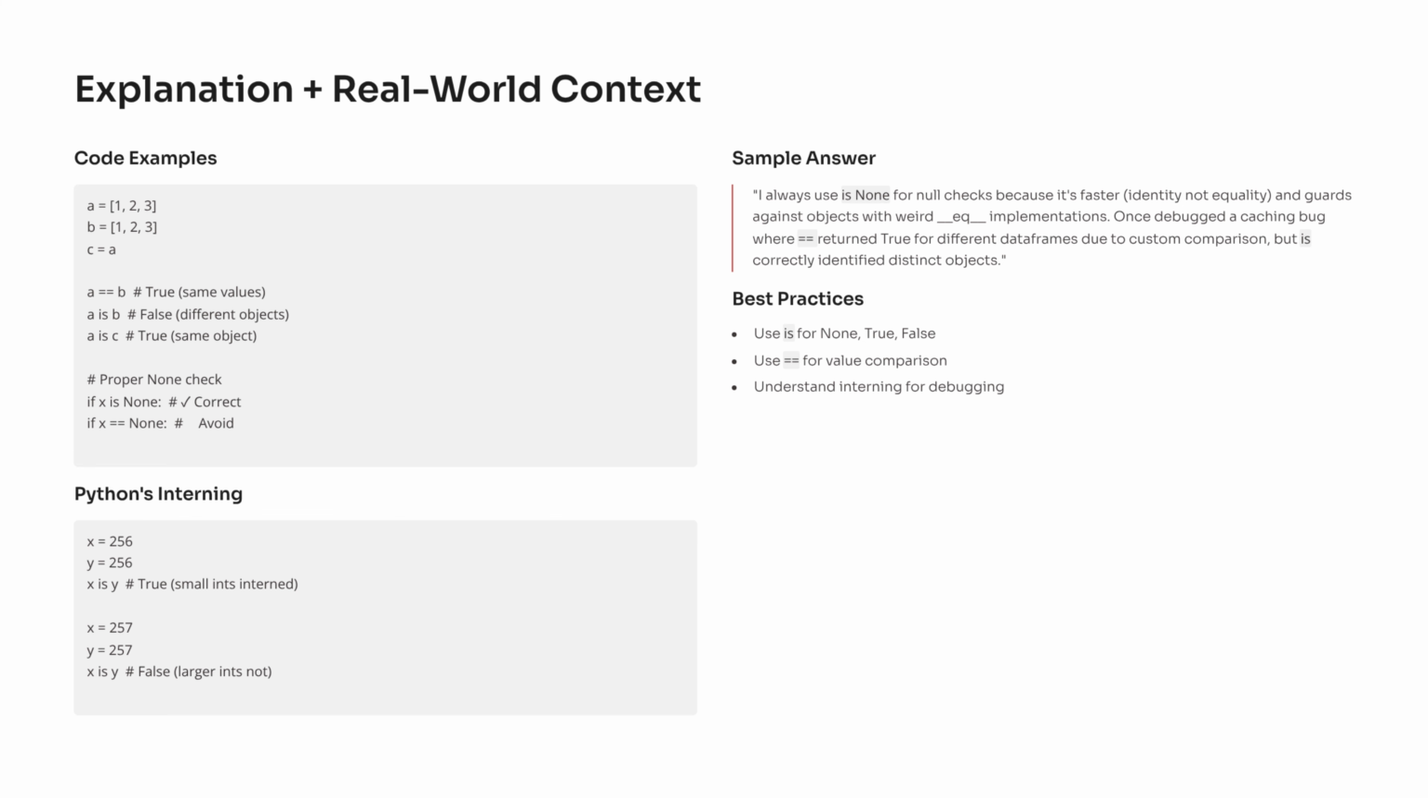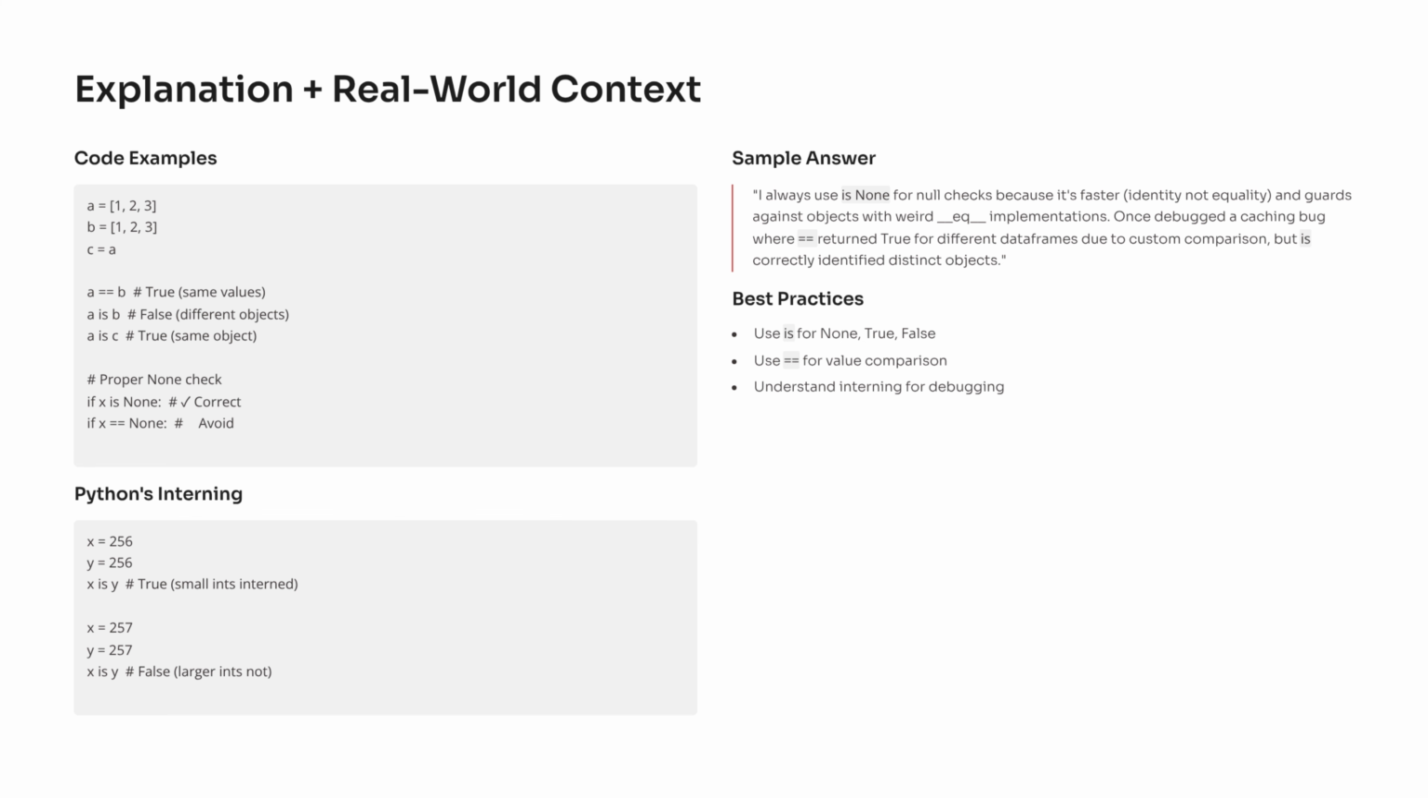Now here's how you can wrap this up confidently in an interview. In Python, the double equals operator checks if two objects have the same value, while the is keyword checks if they're actually the same object in memory. I use is for things like None, True, or False, and double equals for comparing values or arrays.